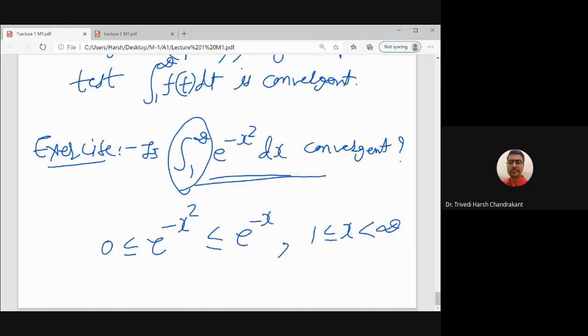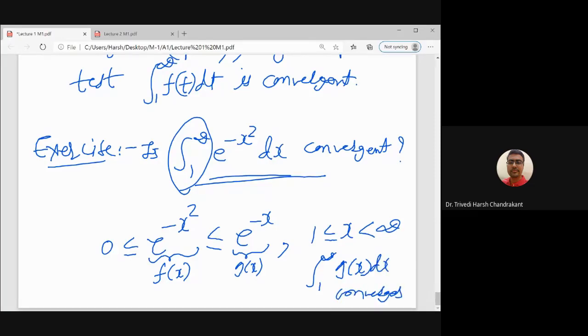So this is our f(x), the variable is now x, and this is our g(x), and the integral of g(x) converges. So by the comparison test, the integral of f also converges. This was just a simple example which most of you have already done.